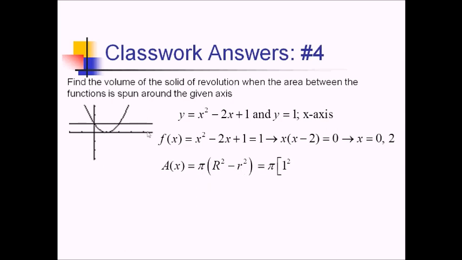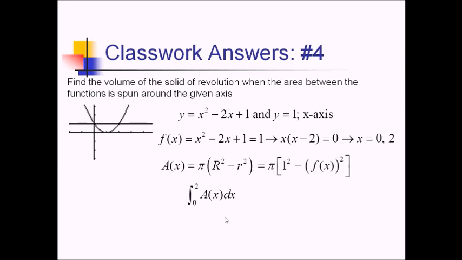And then little r, that's going to be the inner part of this bounded region represented by this function up here, x squared minus 2x plus 1. Rather than writing all that and squaring it, though, I'm just going to square f of x because I renamed this to be f of x. So minus f of x squared. And now I'm going to take the integral from 0 to 2 of this A of x function, dx.